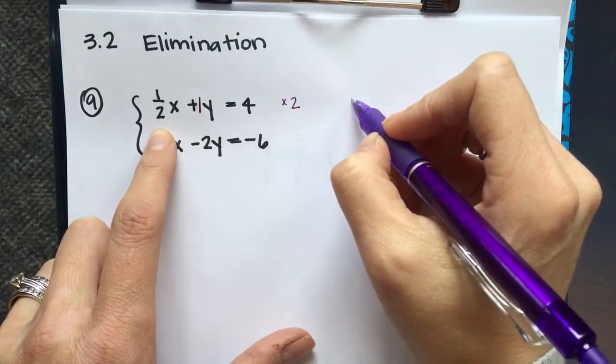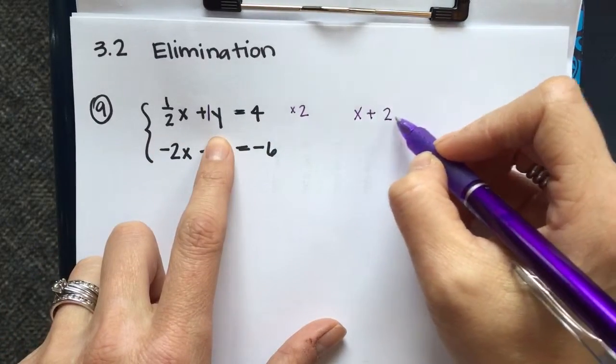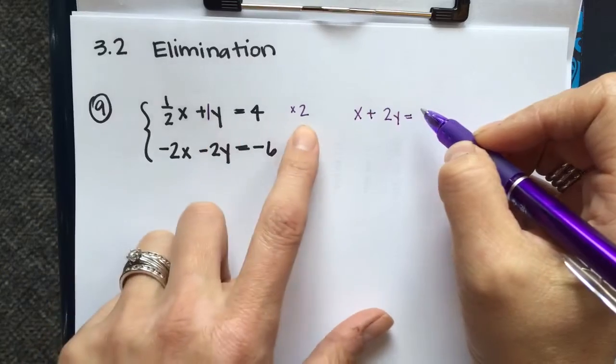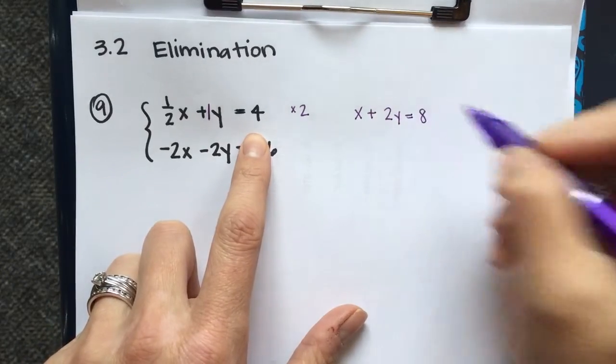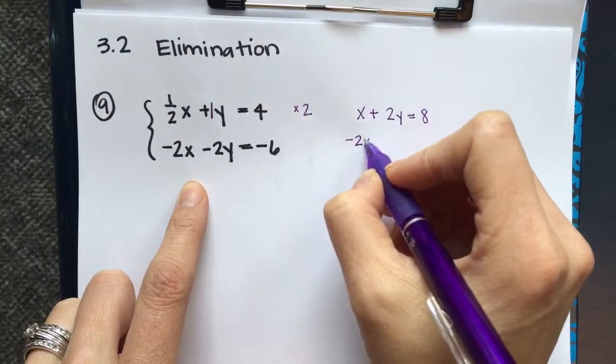Half of 2 is 1x, plus 2 times y is 2y, plus, make sure you go all the way across, 2 times 4 is 8. The bottom equation I'm going to leave alone.